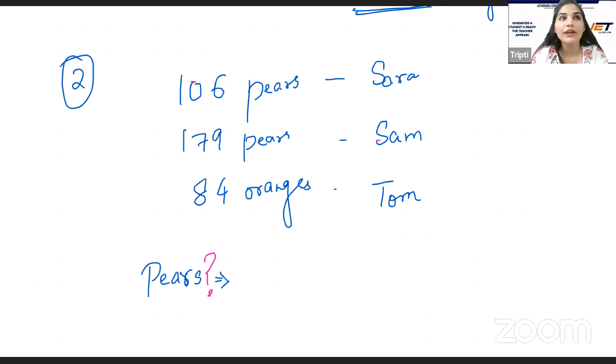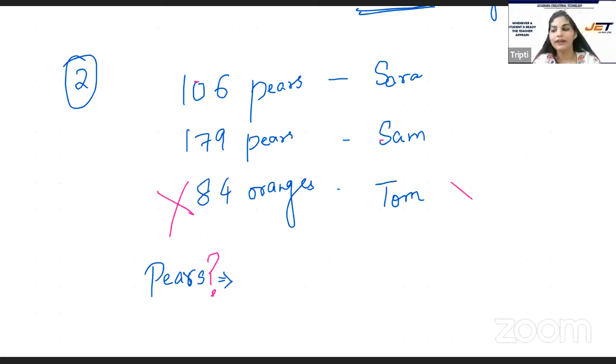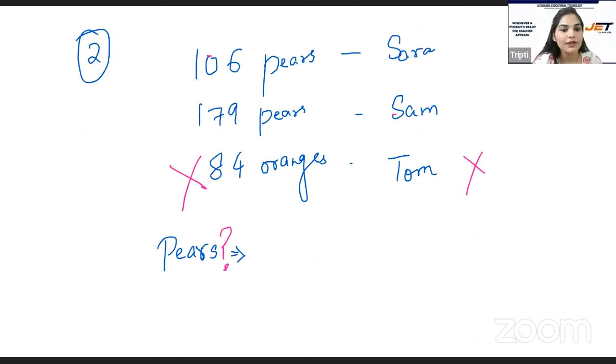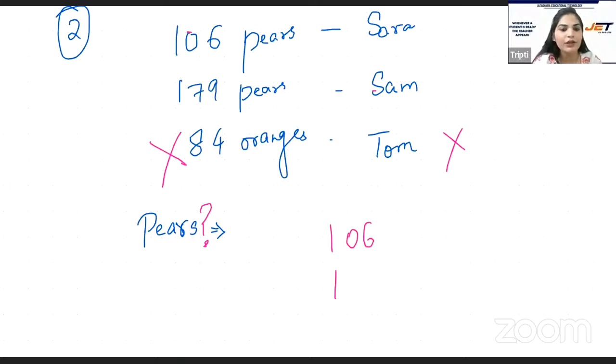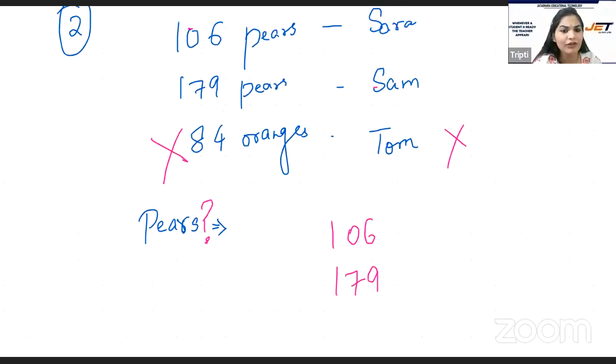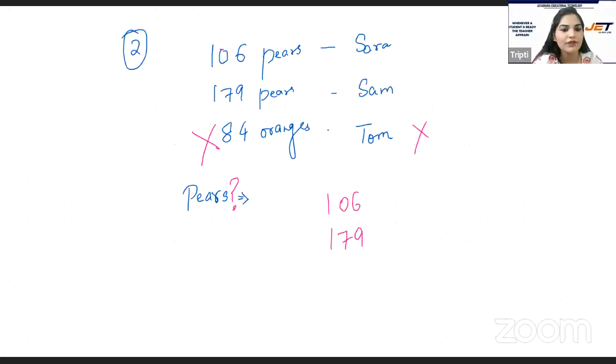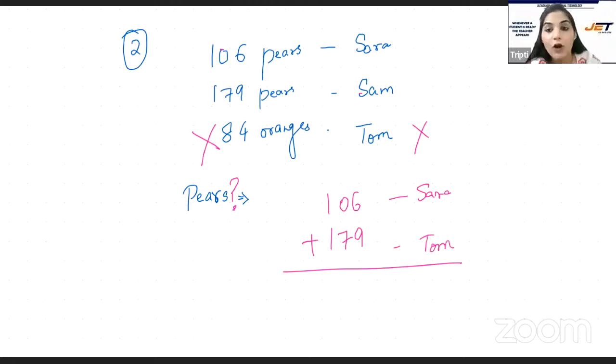All right. So here we are talking about the pears, the number of pears. So the information about oranges is useless in this question, right? To find the answer, this information is useless. 106 pears by Sarah, 179 by Sam. We don't need to consider Tom because that information is not required here, as we are just finding the number of pears, right? Now let's add them because we are finding how many in total, or the collection.